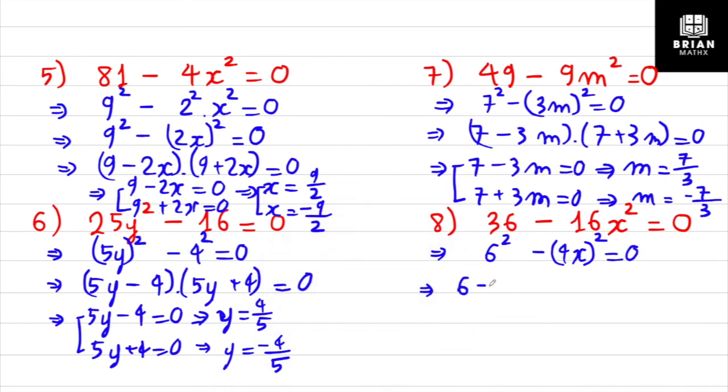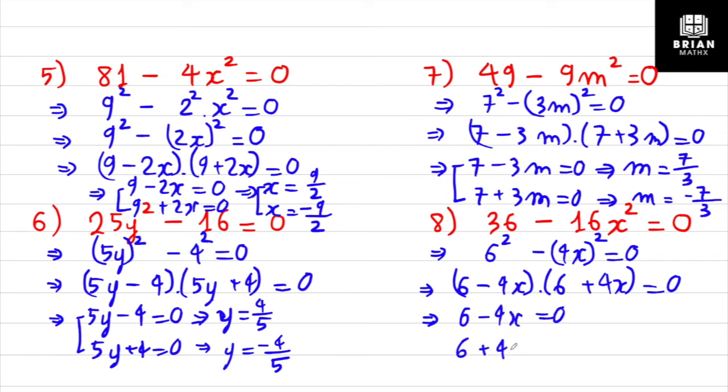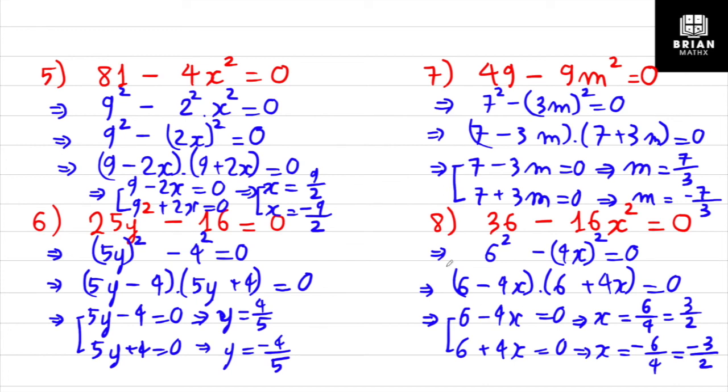Yep, 6 negative 4x first bracket, 6 plus 4x second bracket equal to 0. First bracket equal to 0, and second bracket equal to 0. For this, you got 6 divided by 4, and for here, negative 6 divided by 4. Of course, you can simplify this fraction. 6 divided by 4 is mean 3 over 2, and this one negative 3 over 2. Yeah, we're done for this question.